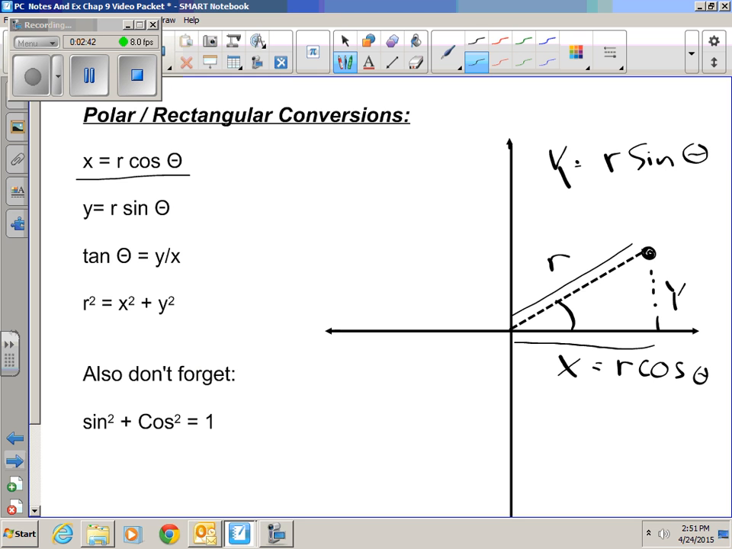Okay, r squared will always equal x squared plus y squared. We get that just using the Pythagorean theorem. And tan theta will always be y over x, and that makes sense too. If this is my theta right here, then tan theta is y, the opposite, over x, the adjacent. Okay, don't forget about our Pythagorean identities: sine squared plus cosine squared is equal to 1.